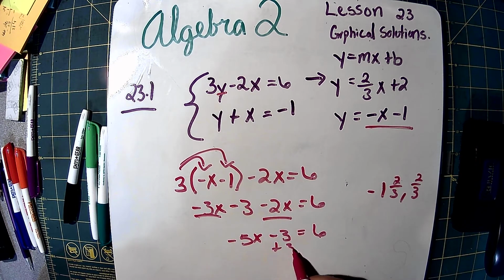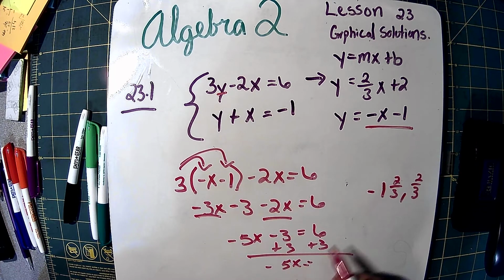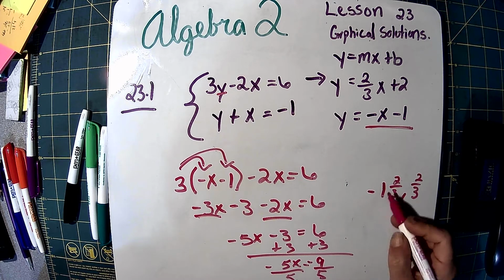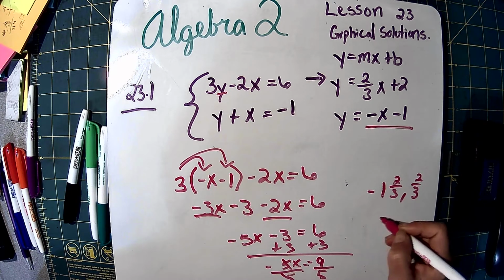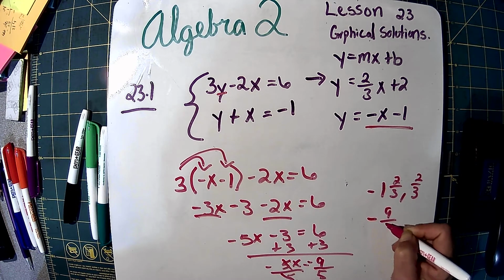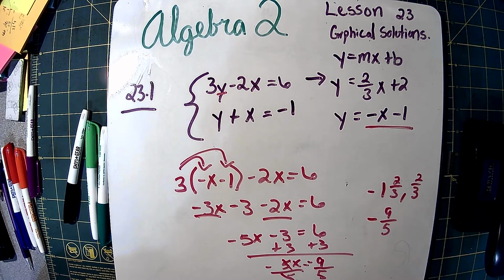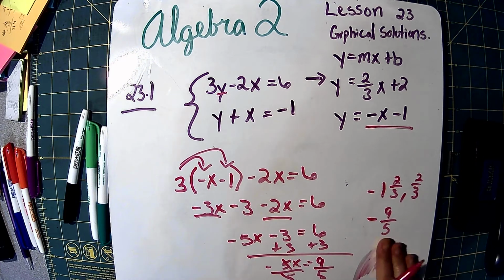Then we're going to do plus 3. And we get negative 5x equals 9. And then we divide by negative 5. And our x value is going to be negative 9 over 5. So that's close to what I said. That would be 1 4/5. I said 1 2/3. So it was almost what we had said it would be.